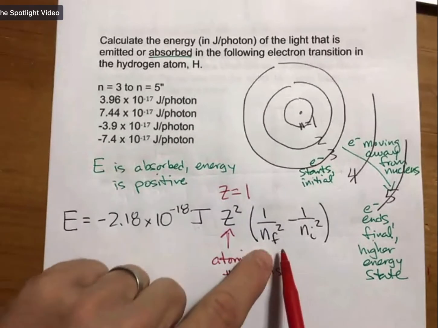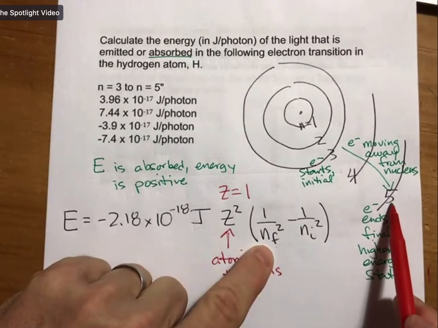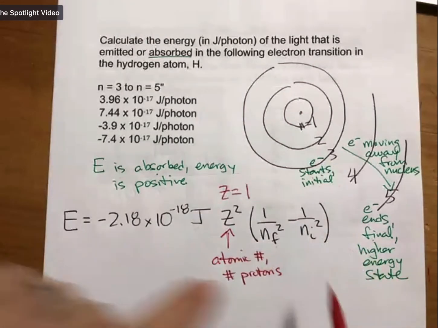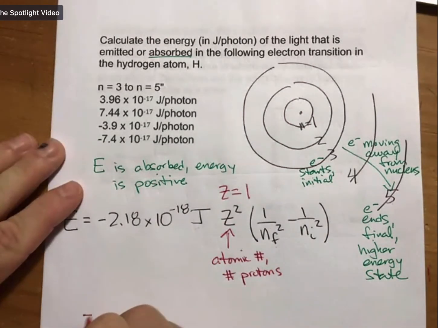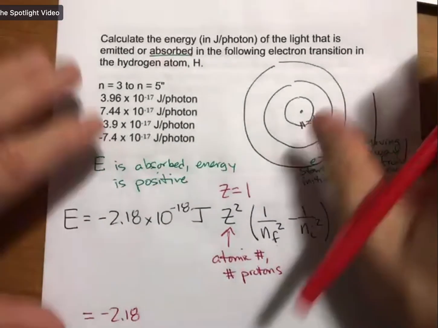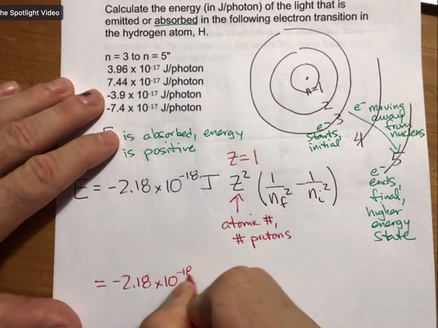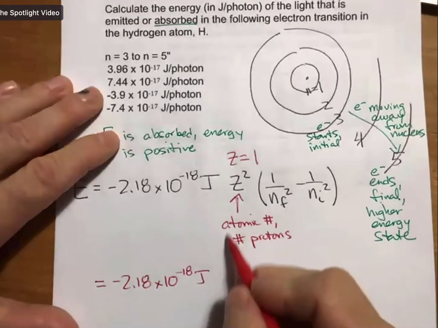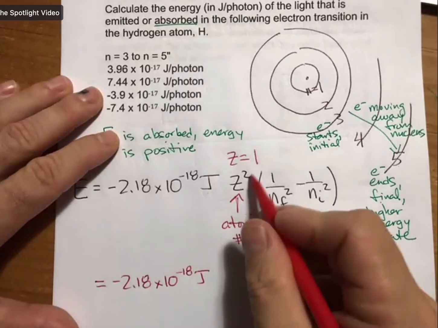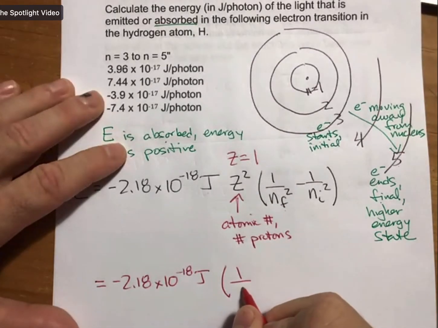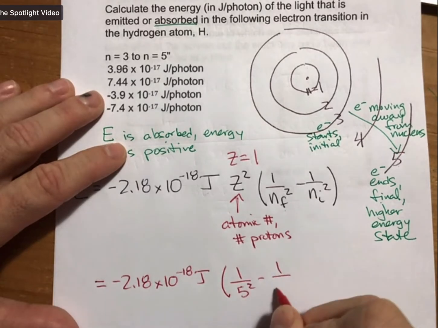Now let's see, we've got our n final, which is going to be 5. We've got our n initial, which is going to be 3. Let's go ahead and plug all the terms in. So minus 2.18 times 10 to the minus 18 joules. I'm going to leave out the 1 squared term because we've already done the math on that. 1 over 5 squared minus 1 over 3 squared.